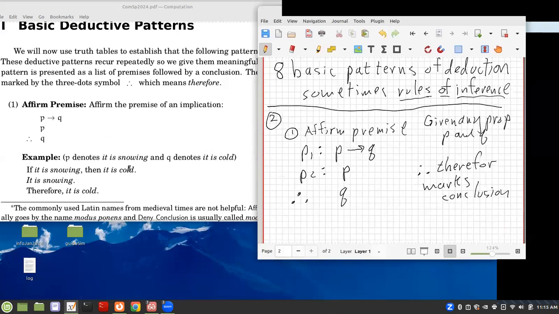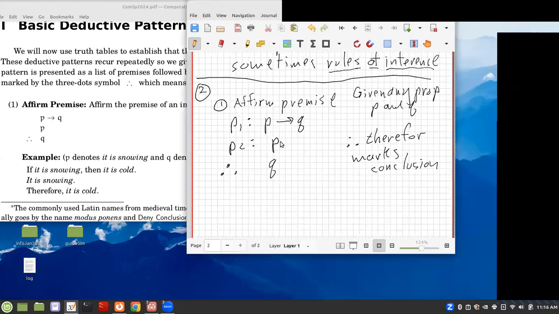Our first premise, P implies Q, is: if it is snowing, then it is cold. Our second premise is it is snowing. The claim is that if both of these are true, we know it's cold. It's snowing, therefore it's cold. Right now the second premise might not be true, but that doesn't affect whether the pattern of inference is valid. It might not be a sound argument at this particular time, but it's certainly valid because the truth of the premises guarantees the truth of the conclusion.